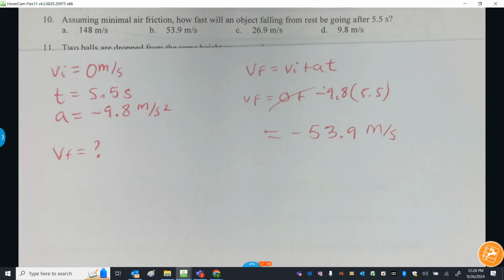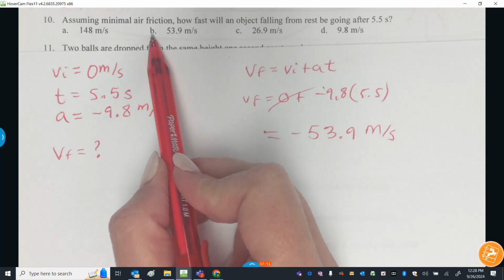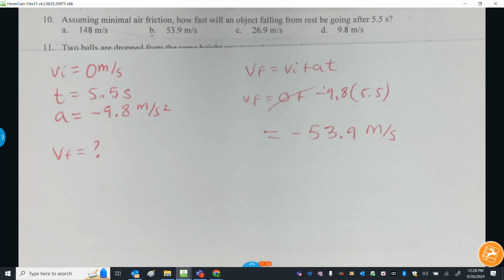That's the final velocity. The question doesn't actually say what's the final velocity. It just says how fast, which is why the answers are all given in magnitudes instead of with the direction, because it's giving speeds. But it's still the same number. So you should have put B, 53.9 for number 10, and 85% of you guys got that right. So almost everybody did that one correctly.